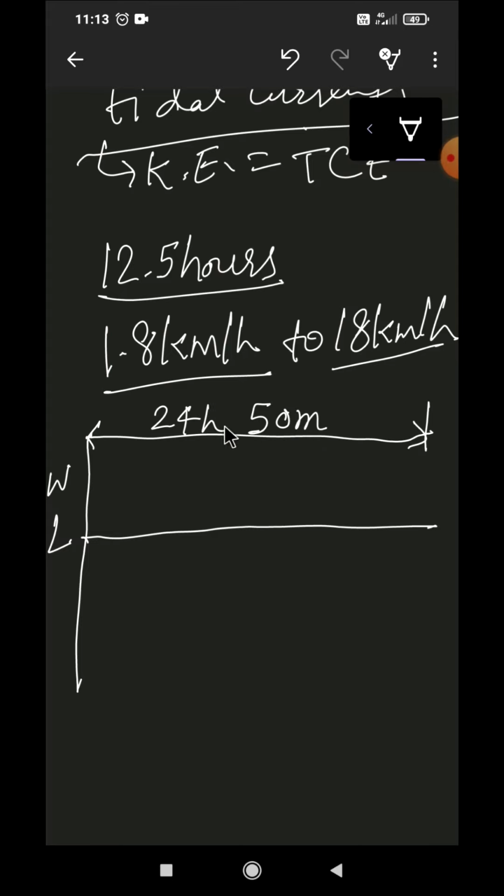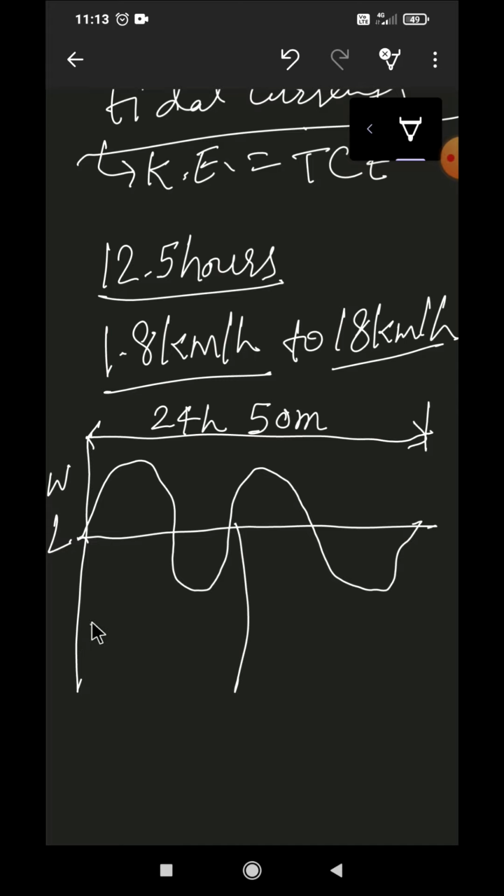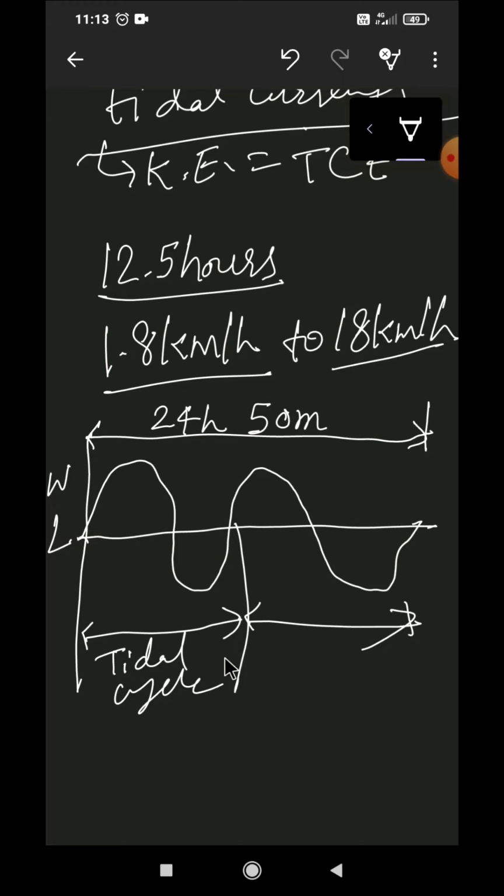That is the moon day. There will be a high tide, then a low tide. It will go according to the sine curve, high tide and low tide. This is one tidal cycle, and this is the second tidal cycle. So in a full lunar day, we will have two complete tidal cycles.